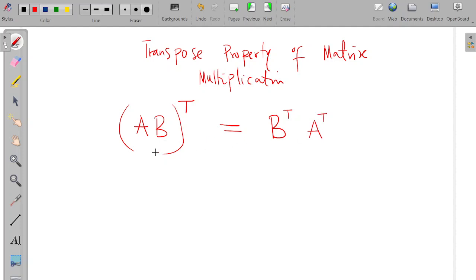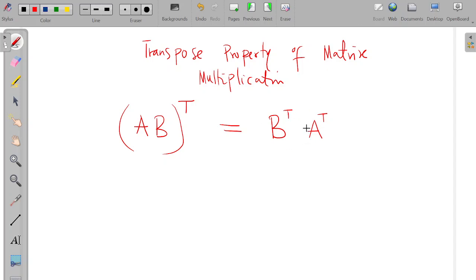You can see we are multiplying A and B and then finding the transpose. But the result is the same thing as finding the transpose of B, multiplied with the transpose of A. So the transpose of B comes first before the transpose of A. Okay, all right, please take note of that.